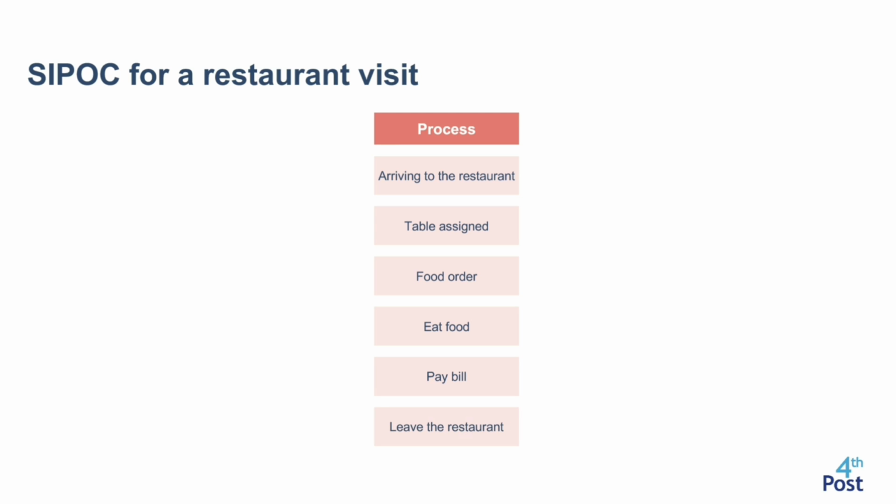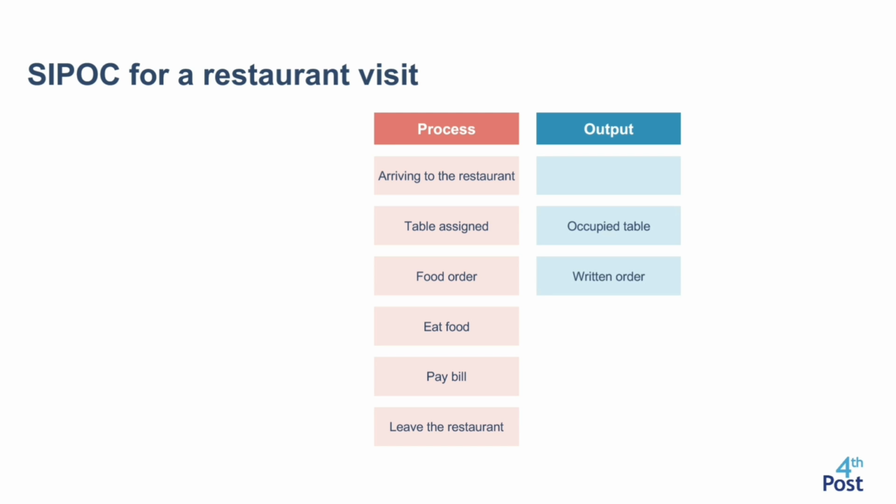So we start with identifying the processes. And the next step would then be to look at the outputs. What are the outputs? In this case, when the customer arrives at the restaurant, there isn't necessarily an output, so we're just going to skip that one. When a customer is assigned to a table, the output would be that a table is occupied. When the customer is ordering some food, the output of that would be a written order, something that the waiter has written on a piece of paper. And then when the customer has eaten their food, you're probably going to have some dirty tableware. And we're going to continue that way.